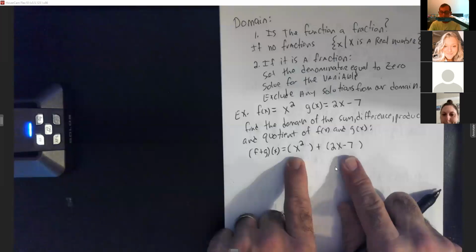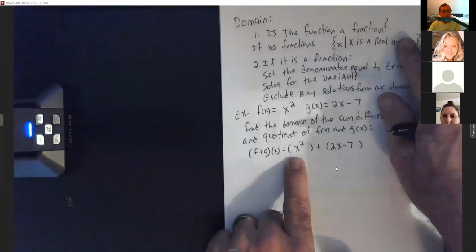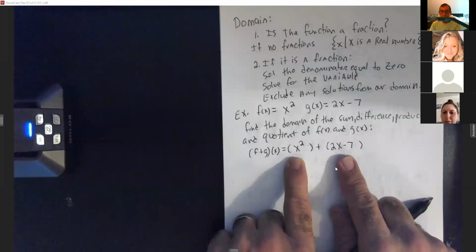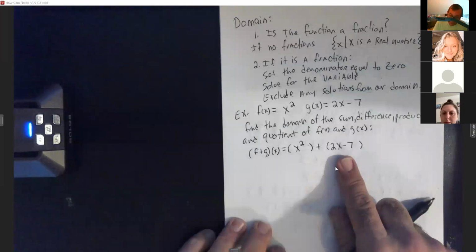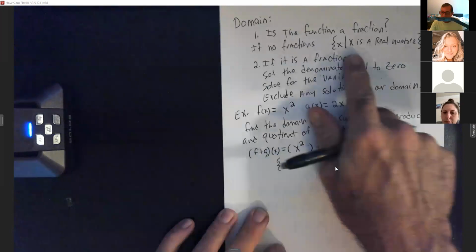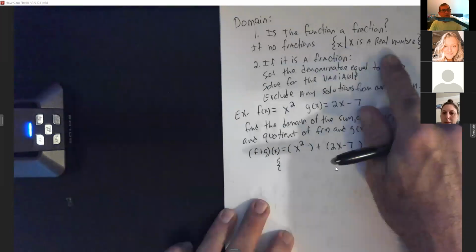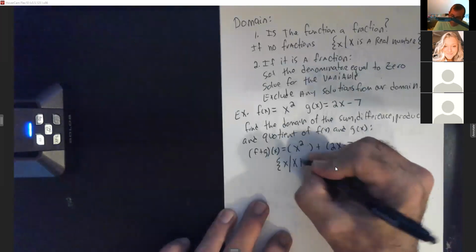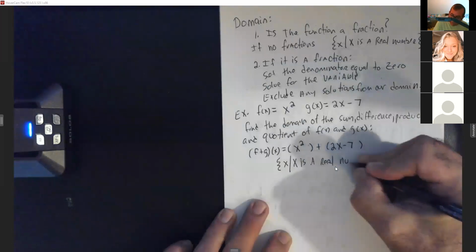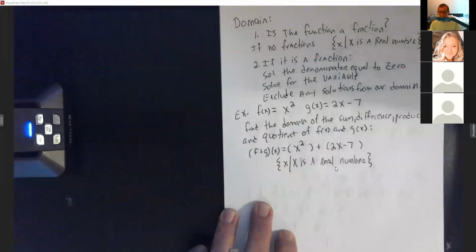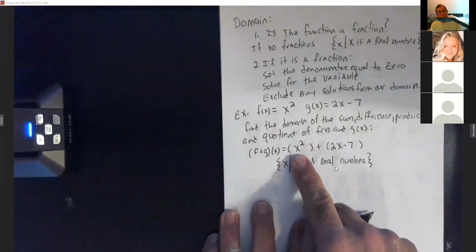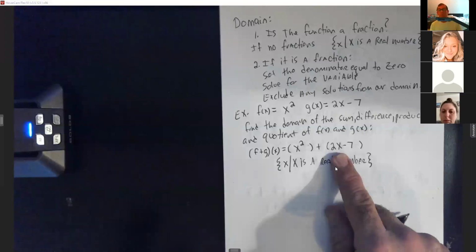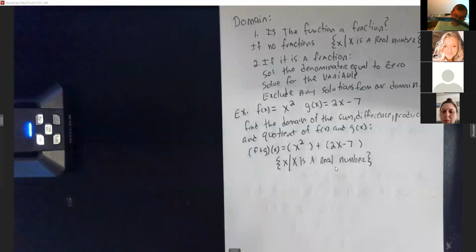Question number 1 says, is the function a fraction? Well, y'all, I don't see no fractions here. Y'all shouldn't see no fractions either, right? So the domain of that automatically will be x is a real number. Because y'all, guess what? I can put any number in for that x and square it, and I still get a number. I can put any number in for that x, multiply and subtract 7, so I'm not being restricted by anything on that one.